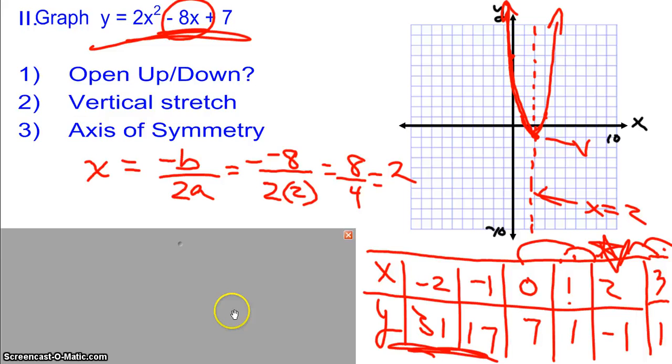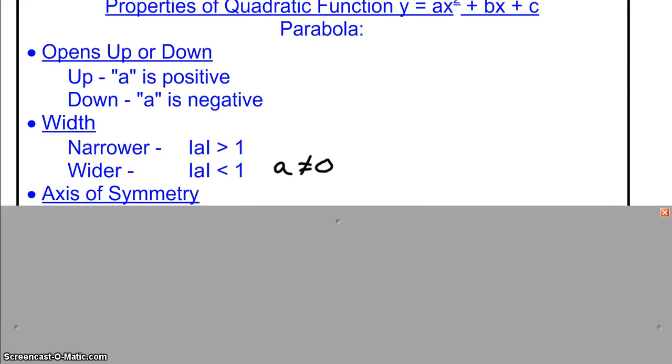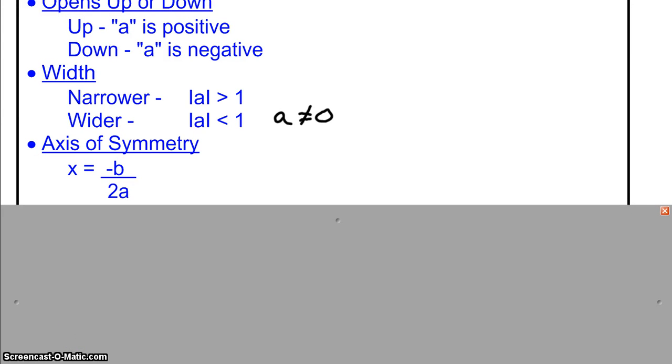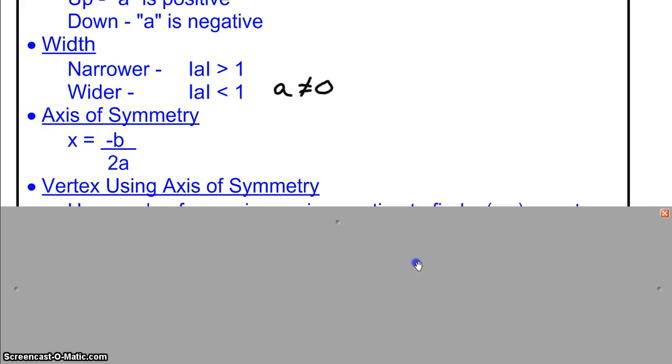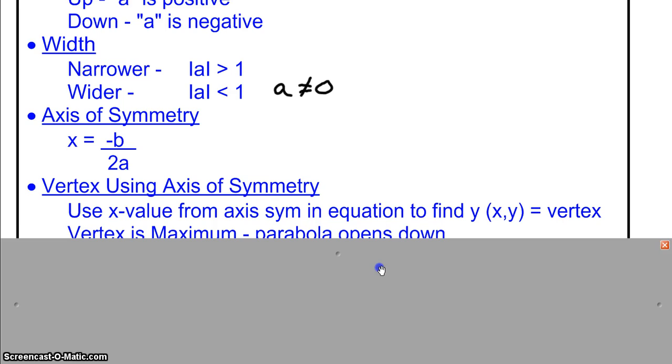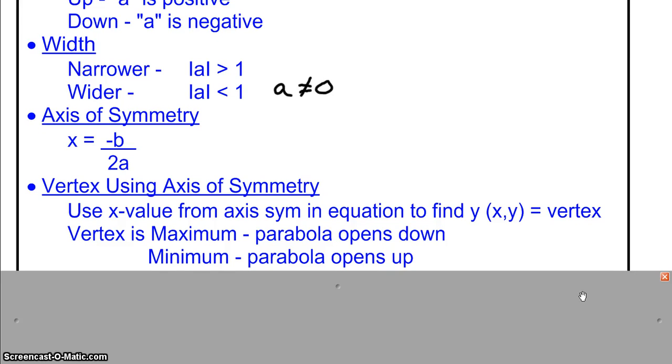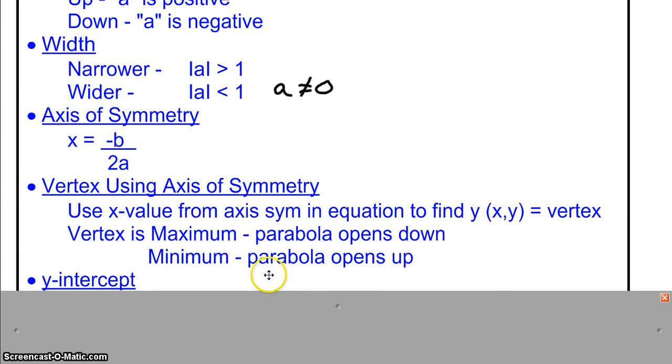Okay, so let's go back to our rule box and make a note of this. How to find the axis of symmetry. There it is, the formula. And as we just used, we use the axis of symmetry to find the vertex by plugging the x value from the axis of symmetry into the equation, and you'll find the y value of the vertex. The vertex is the maximum point if the parabola opens down. It's the minimum point if the parabola opens up. Okay? And we're going to come back and fill this one in later.